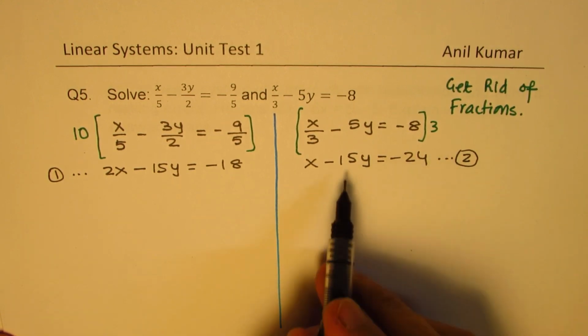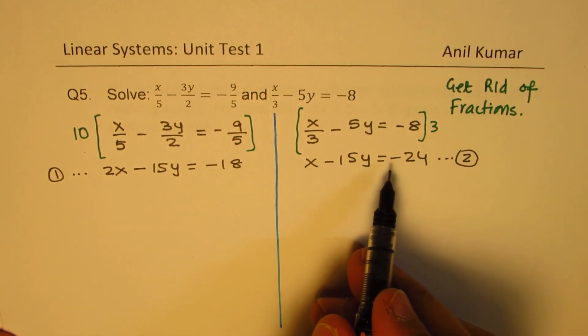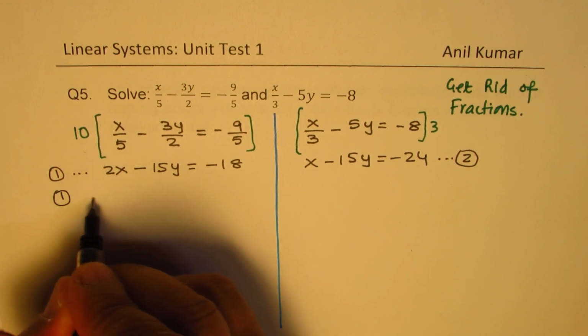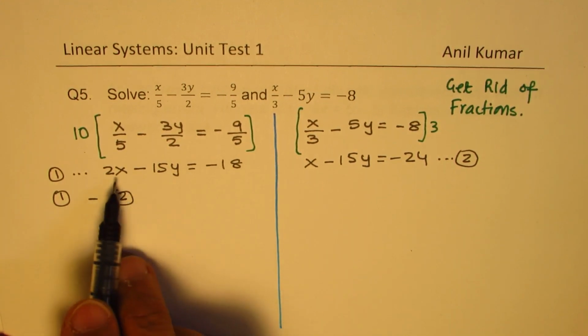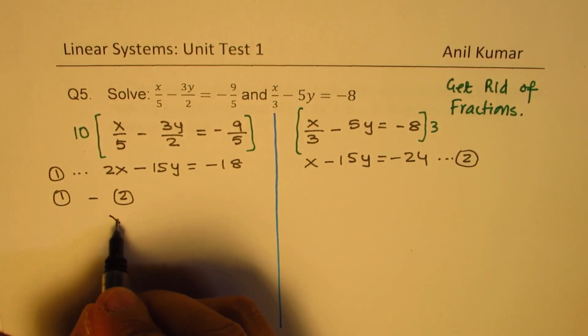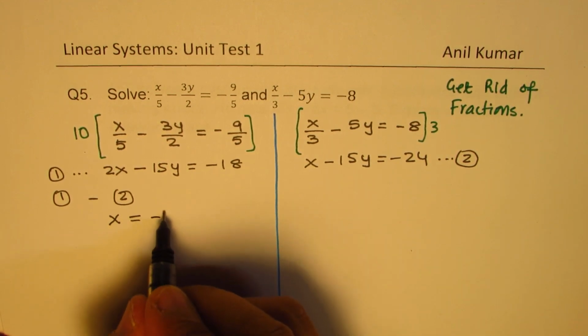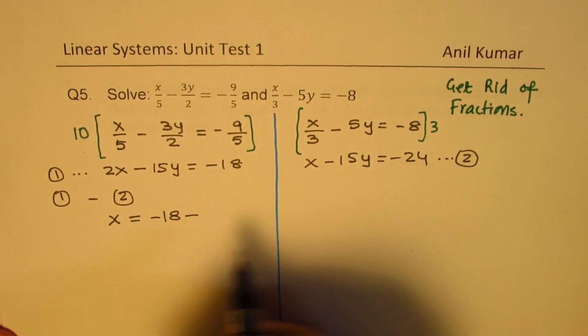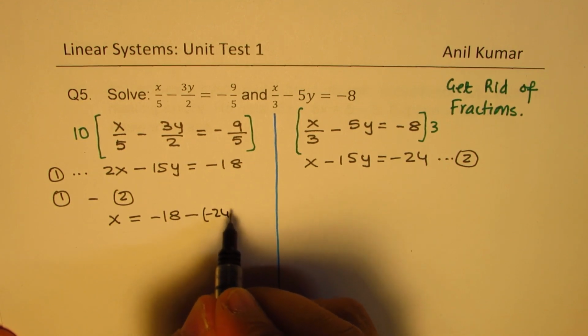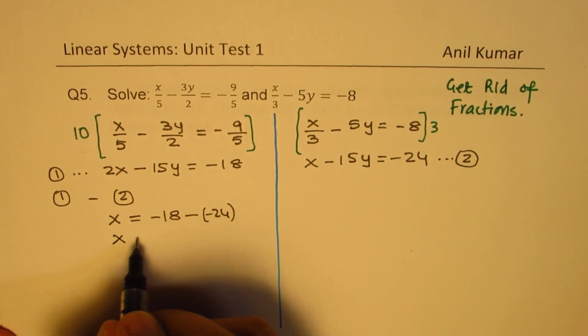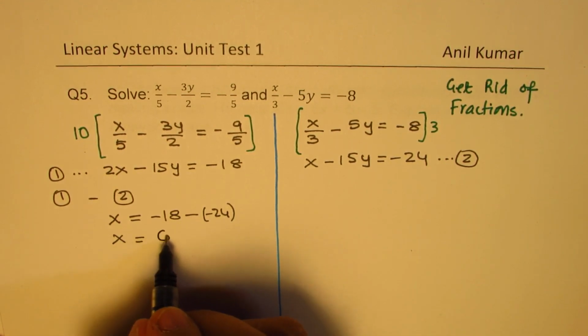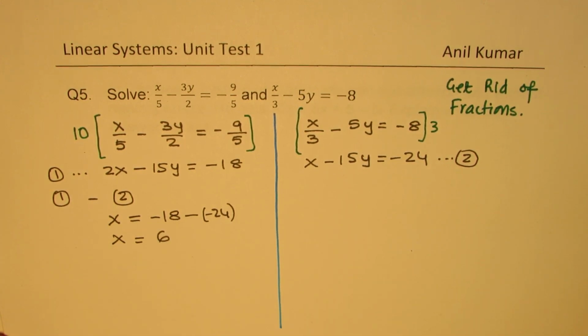Is that clear? Minus 15y is common, and therefore we can now do equation 1 minus equation 2. So 2x minus x will give you the value of x equals to minus 18, take away minus 24. So that becomes plus 24, right? So the x value will now be 6, right? So 24 minus 18. So we get the value of x.